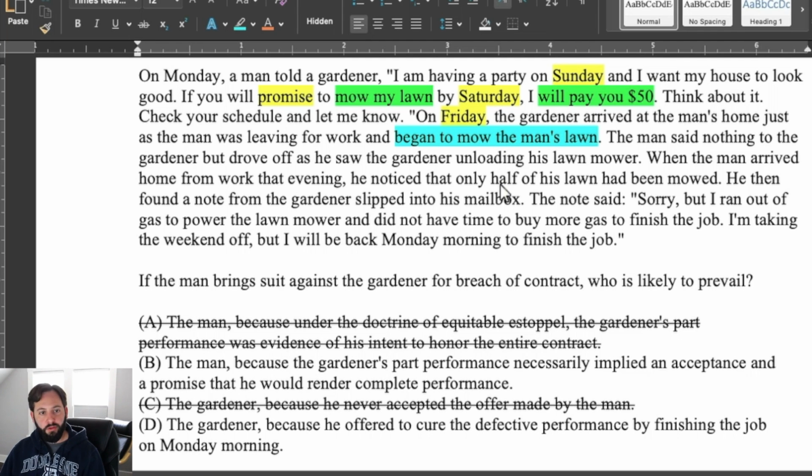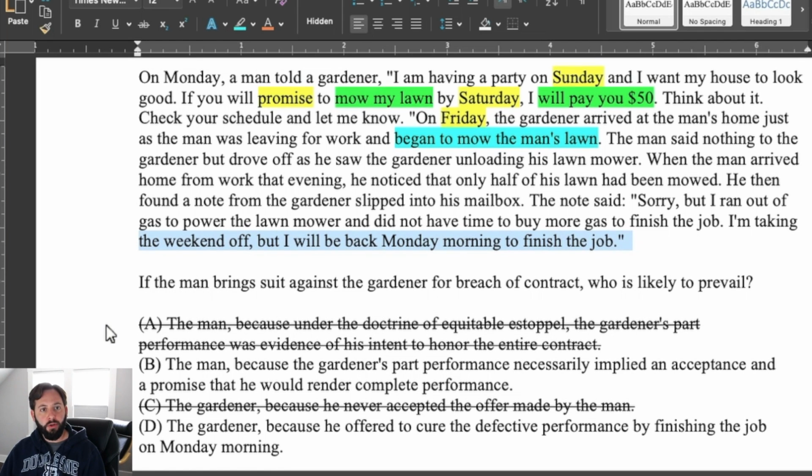Is the value going to be the lawn mowed on Monday? No. In fact, this person is made worse off because they have a half-mowed lawn, which is probably even uglier than a fully unmowed lawn. So there isn't a cure period because, in fact, the time for performance has lapsed. We are outside of the bounds of when the performance is desirable. This is not going to give us the benefit of the bargain, and so we can rule out answer choice D, leaving us with the correct answer, answer choice B, which, again, we should review and make sure that it works and makes sense. But here we don't have any problems with it.